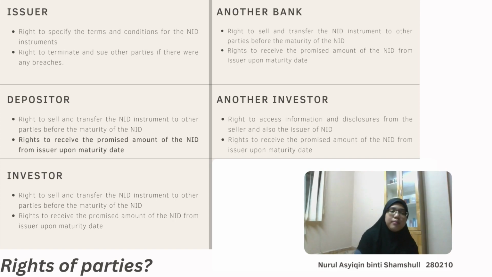Lastly, for another investor party, the first right is the right to access information and disclosure from the seller and also the issuer of the NID, such as the terms and conditions of the NID which have been agreed upon by the issuer, the interest rate and the tenor of the NID. The second right of another investor is the right to receive the promised amount of the NID from the issuer upon the maturity date. This party has the right to receive the amount of principal plus the interest which has been decided with the issuer.